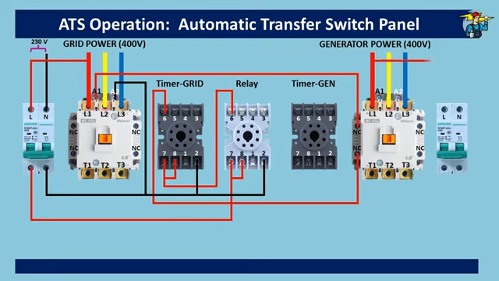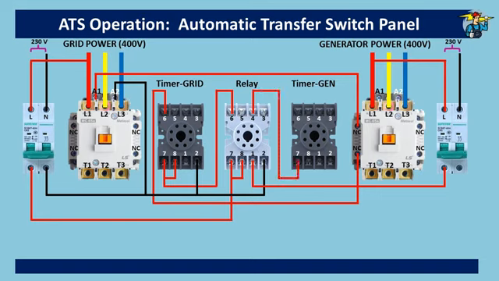On the generator side also, we take phase and neutral wires to the breaker first, and the phase connection now goes to the common port, that is number 1 of the relay. From the relay, the normally closed outlet is 4, and we take power to the generator timer from number 4. The neutral wire 2 will be connected to the timer now.